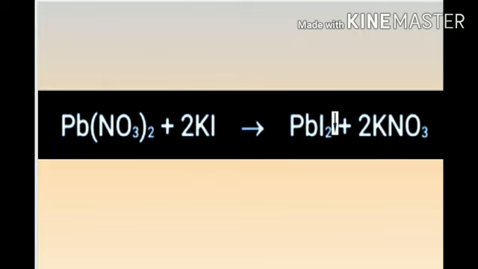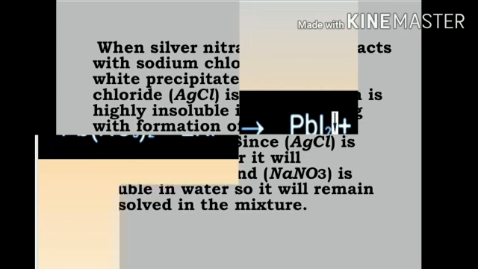Now we write down the chemical reaction. Pb(NO3)2 plus 2KI gives you PbI2, and you can see a downward arrow, that indicates formation of precipitate, plus 2KNO3.